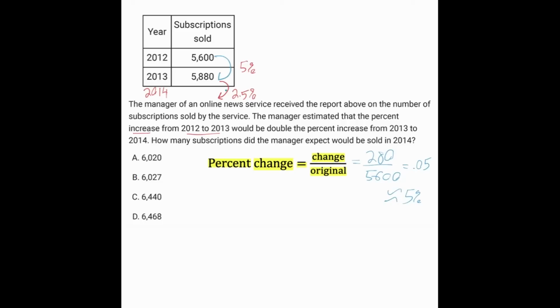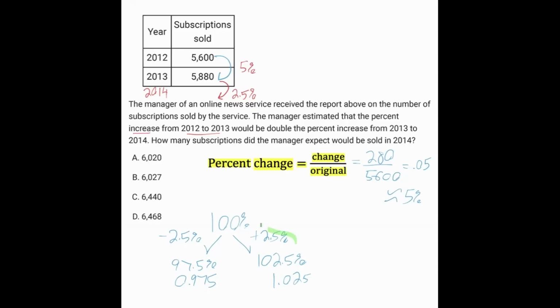So now that we know the percent change from 2013 to 2014, we can say, well, how do we change something by 2.5%? And the idea there is percent changes start at 100 and they go up or down by whatever number we're changing by. So this would be 102.5% on the high side, or 97.5% on the low side. And in decimal form, 1.025 or 0.975.